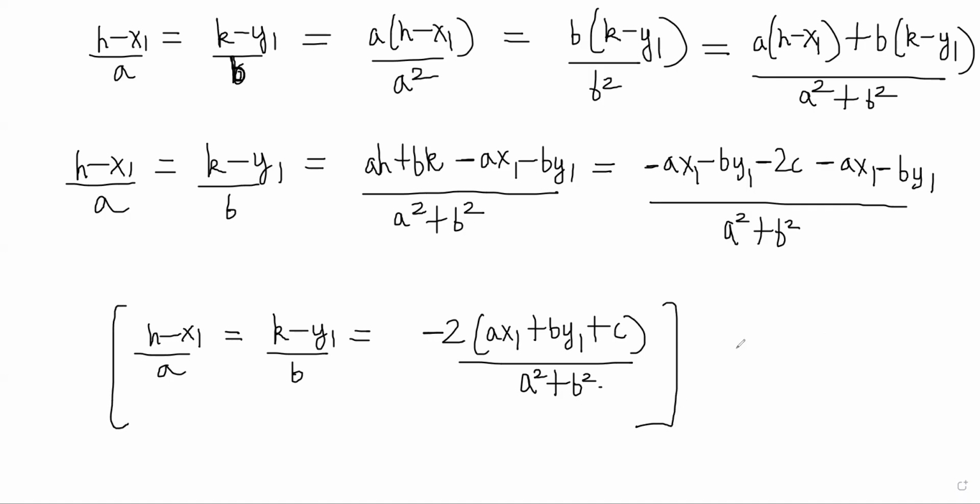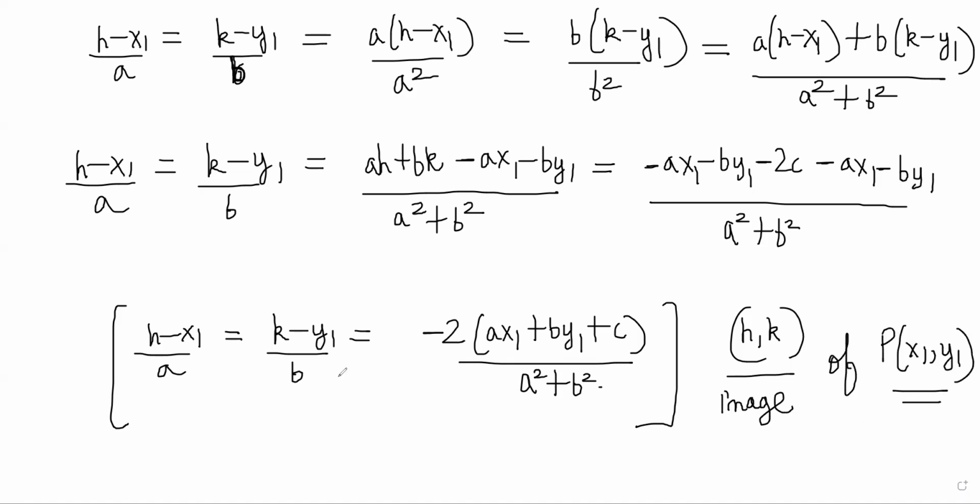This equation gives us the image hk of the point P x1 y1. So x1 y1 is the point, hk is the final image, and you can calculate it if you know the location of the point and the equation of the straight line.